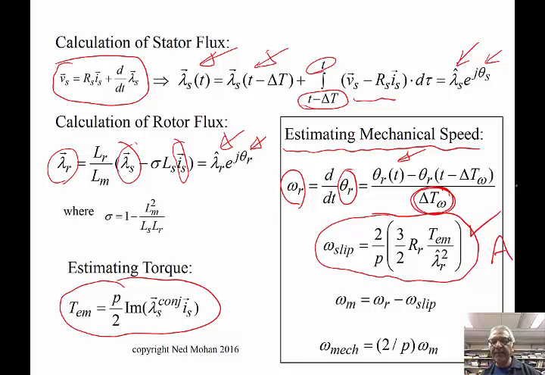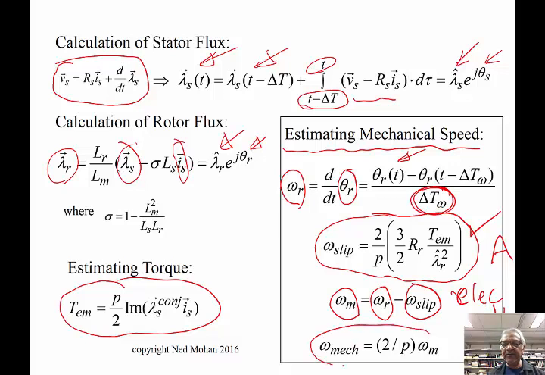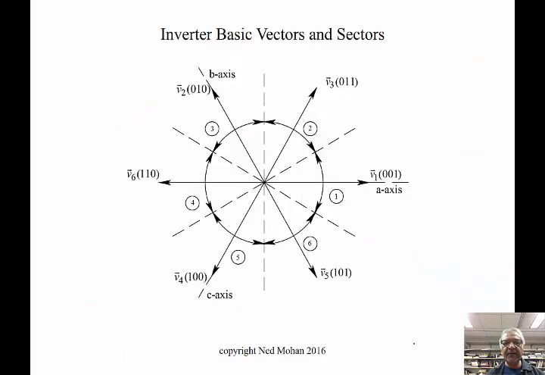Again, all these things are derived in the book, so I will not belabor that point here. So what is omega sub m? It is really omega sub r minus omega slip. That is the speed at which the rotor is rotating, in electrical radians per second. Mechanical speed in actual mechanical radians per second is obtained by multiplying omega sub m by 2 over the number of poles. Okay, so we have all the equations that we need.